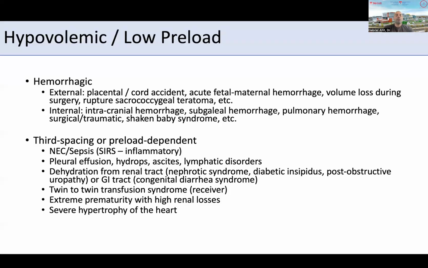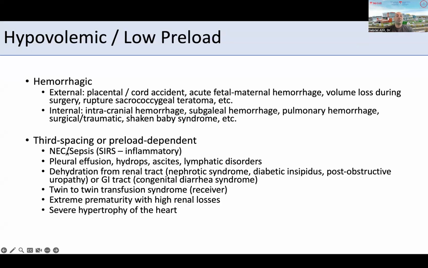The second big category is obviously hypovolemia or low preload. This tends to happen less in the era of delayed cord clamping, but there are still situations in which this could happen. Earlier on, there are events in the perinatal period with blood volume loss, like placental events, acute fetomaternal hemorrhages, external or internal hemorrhages like intracranial hemorrhages or pulmonary hemorrhages. If you're caring for patients in the emergency department, you can have shaken baby syndrome with a lot of brain bleeds.